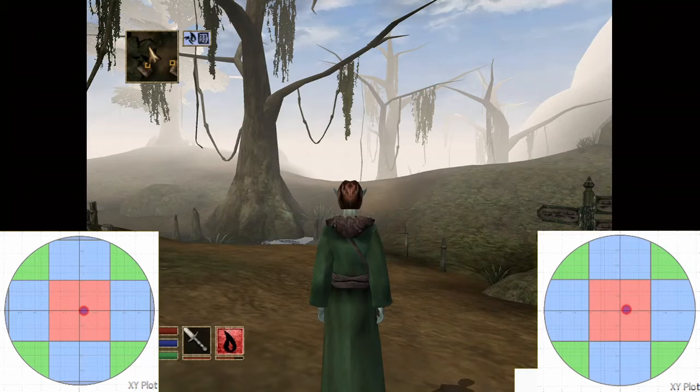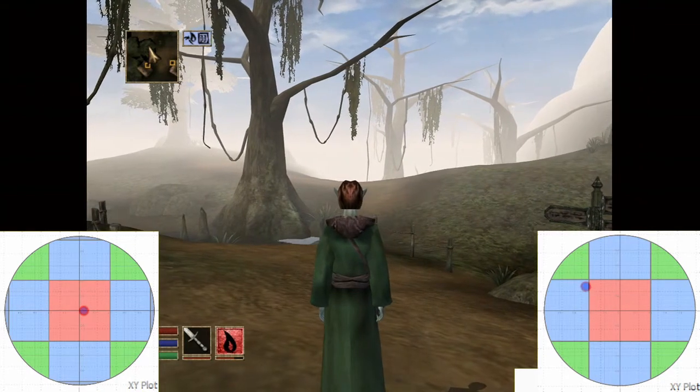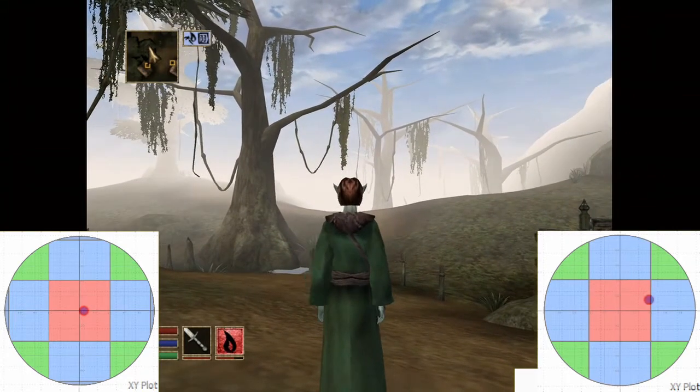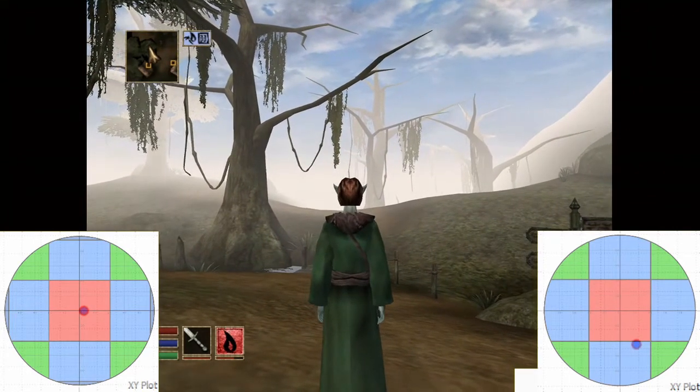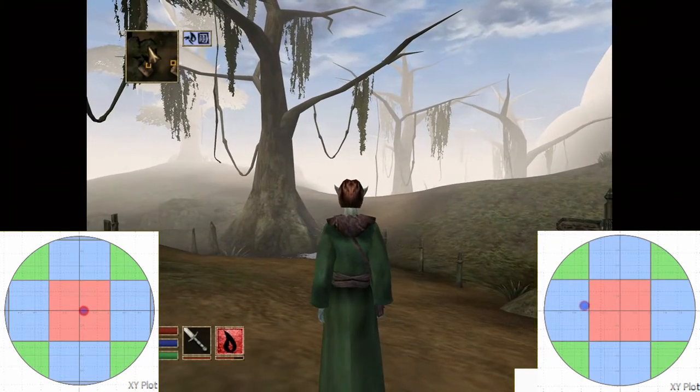Hey everyone, today I want to take a look at Morrowind's dead zones. So to jump straight into it, Morrowind uses about a 40% square dead zone for its camera. So this is pretty massive. You can see just how far you have to move the stick before seeing any camera movement occur.